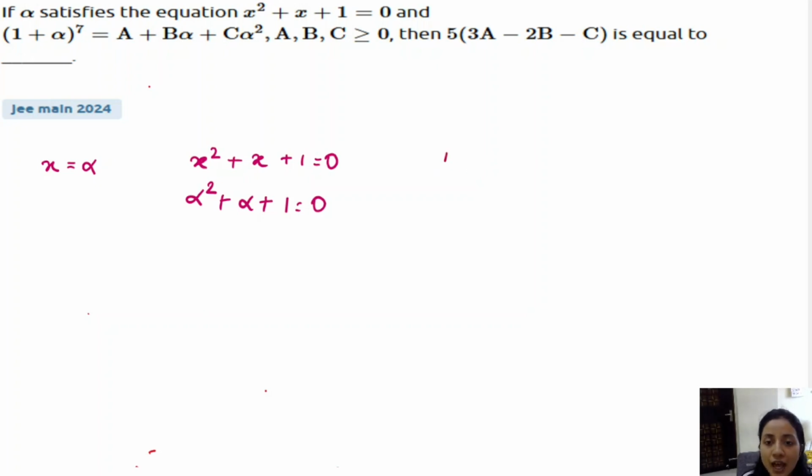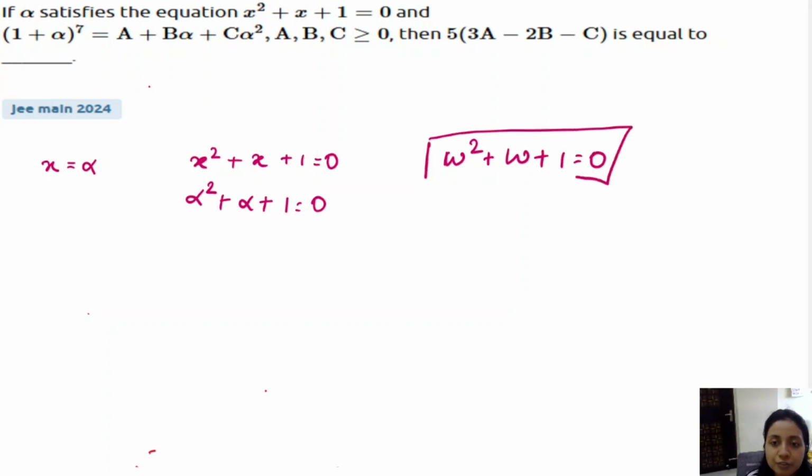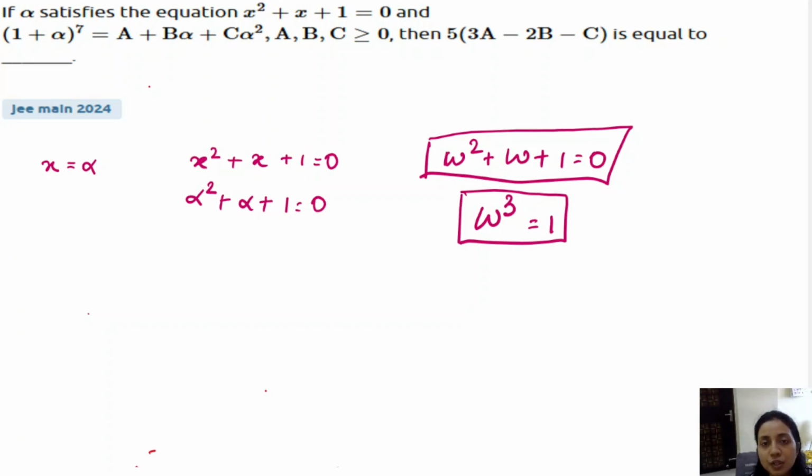There we had a formula, that is omega square plus omega plus 1 is equal to 0, right? So yes, we'll be using this formula over here, and apart from this we know omega cube value is 1. This formula also we will be using over here. So let's substitute this alpha with omega. Okay, so alpha is equal to omega. This will be omega square plus omega plus 1 is equal to 0.